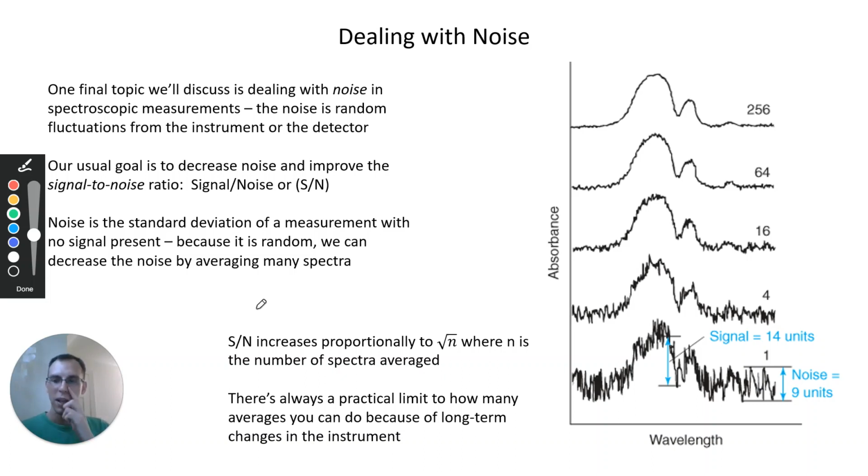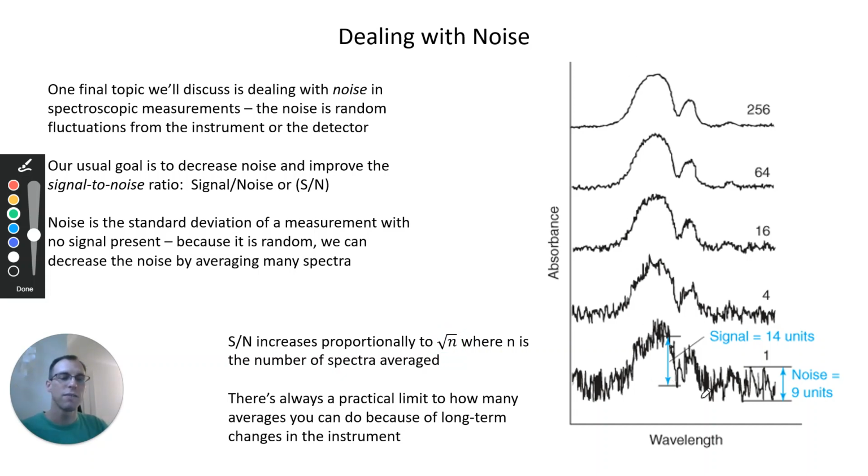One way we can get around noise, the most common way that we deal with it, is by averaging. Because noise is random, if we add more and more of it together, it's just as likely to be positive as negative from wherever the true value is. As we add more and more of these together, the positives will cancel with the negatives as they average, and we'll get closer and closer to the true value. The signal-to-noise ratio will increase proportionally to the square root of n, where n is the number of spectra, or whatever you're measuring, that you average.